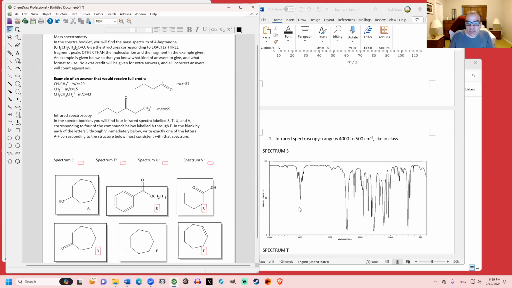And when you look at the CH stretches, there are some that are above 3,000 wave numbers. That means we have some CH stretches that are on sp2 hybridized carbons. So it can't be D, because D is only sp3 hybridized carbons. So it has to be B. This would have some CH stretches on both sp3 and sp2 hybridized carbons. So spectrum S is B.